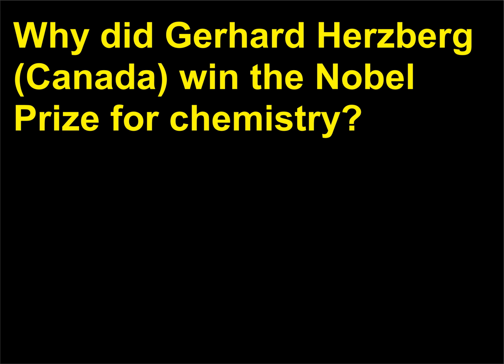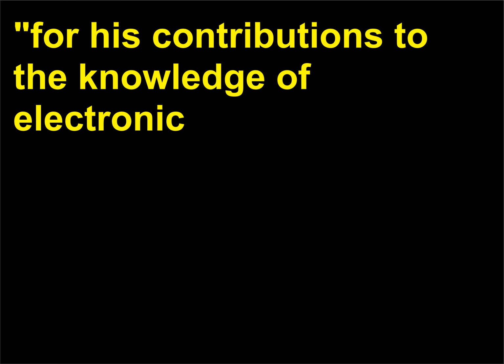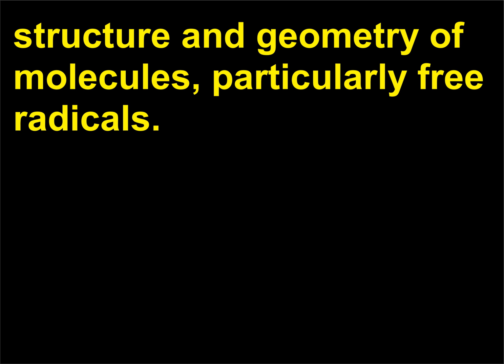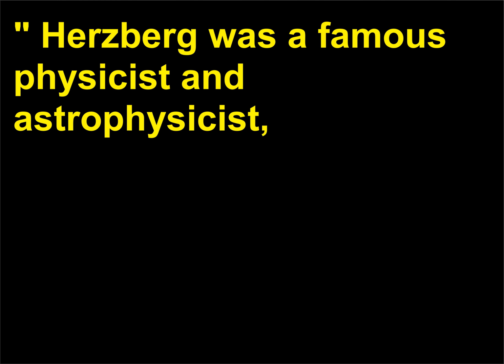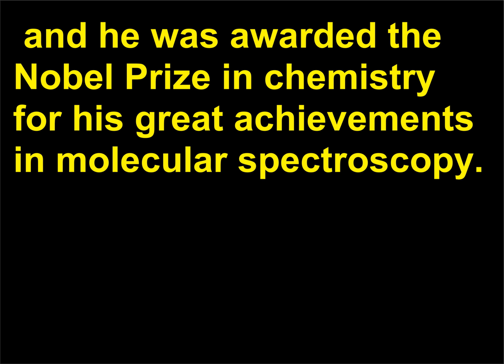Why did Gerhard Herzberg, Canada, win the Nobel Prize for Chemistry? For his contributions to the knowledge of electronic structure and geometry of molecules, particularly free radicals. Herzberg was a famous physicist and astrophysicist, and he was awarded the Nobel Prize in Chemistry for his great achievements in molecular spectroscopy.